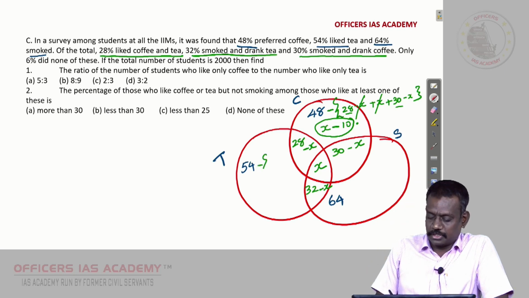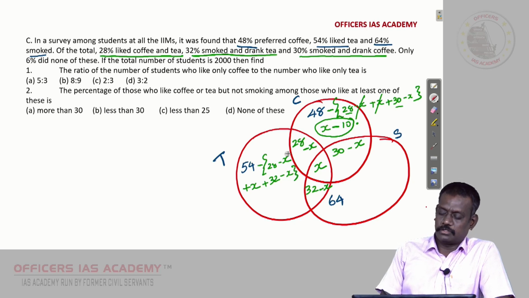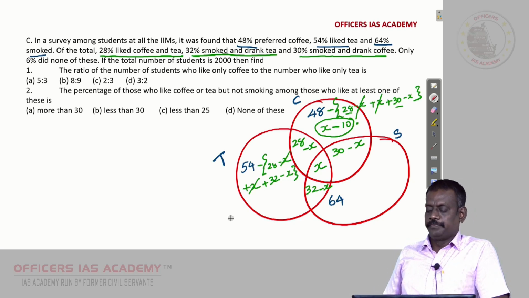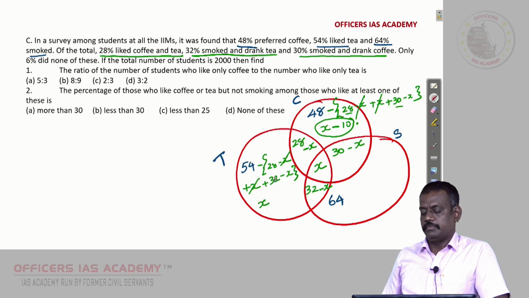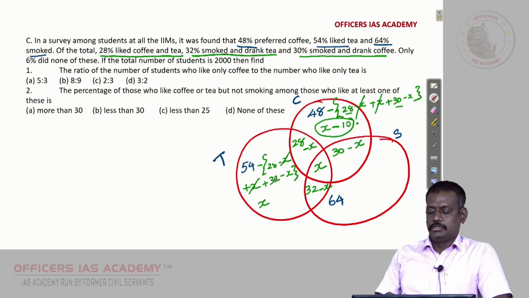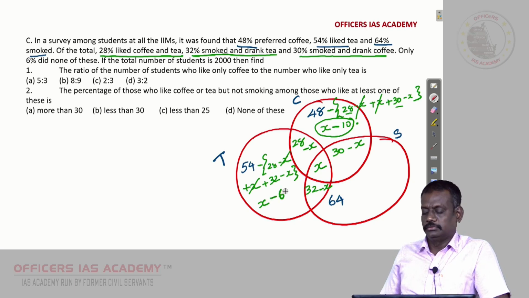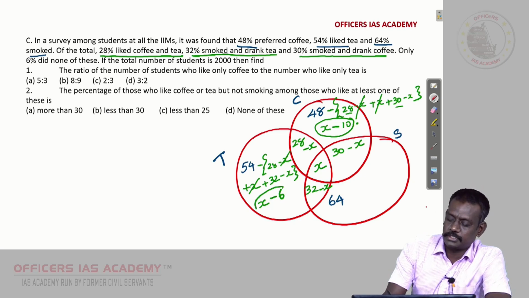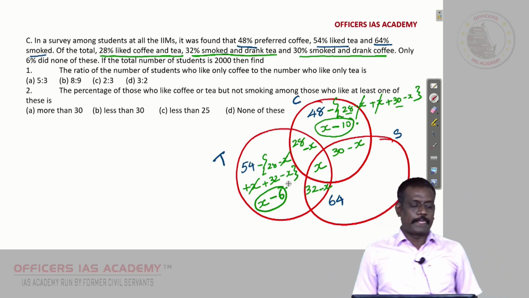Similarly here, 54 minus 28 minus x plus x plus 32 minus x. So here also you can cancel this plus x and minus x. So you will get minus into minus is plus x, and 28 plus 32 will be 60. So you will get 54 minus 60, which is minus 6. So x minus 6 was the number of persons who drank only tea.